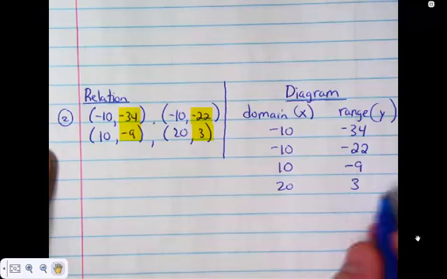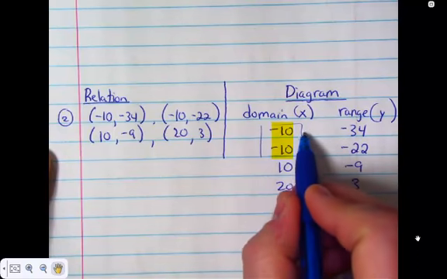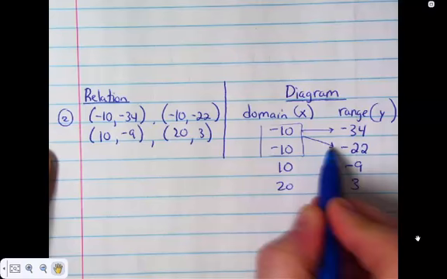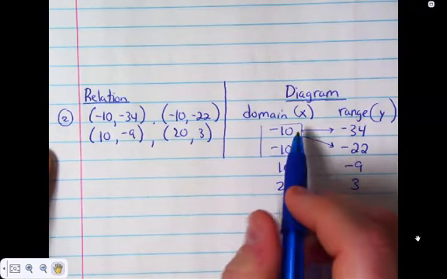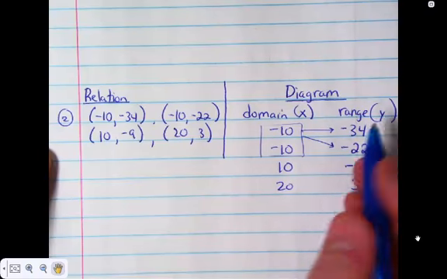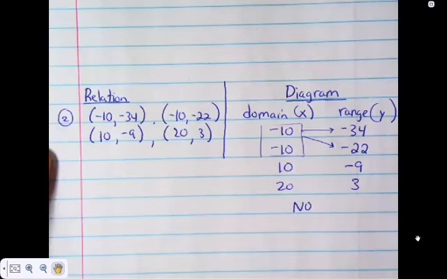Now the 20 only has one number it matches with, the 10 only has one number it matches with, but -10, because there's two of them here, could represent -34, or could also represent -22. So -10 for this domain matches up with more than one range. So this would not be a function. So no, not a function.